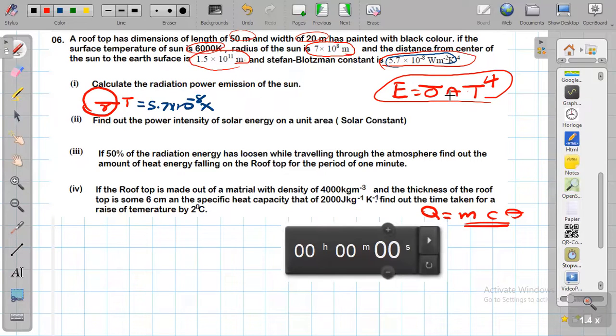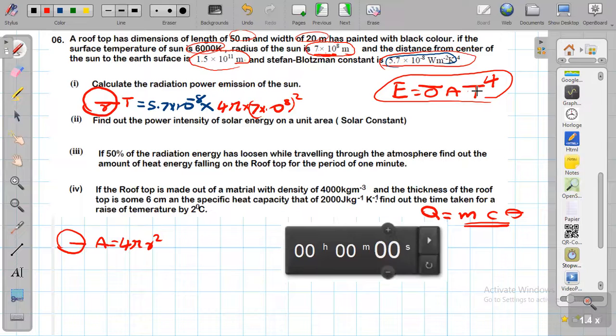And our next one is the area. As I told you, the surface area of the sun, which is a sphere. A sphere has an area of 4 pi r to the power 2. The radius of the sun is given as 7 into 10 to the power 8. So 7 into 10 to the power 8, and square it because it is r to the power 2.